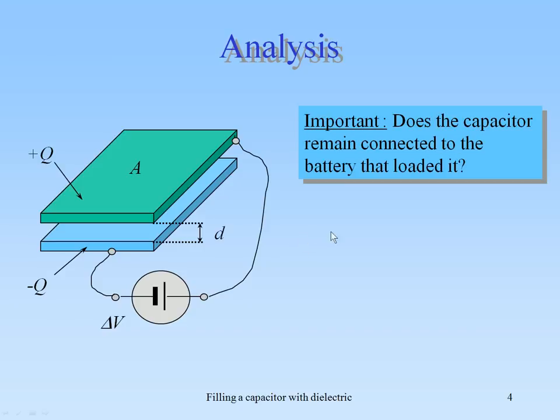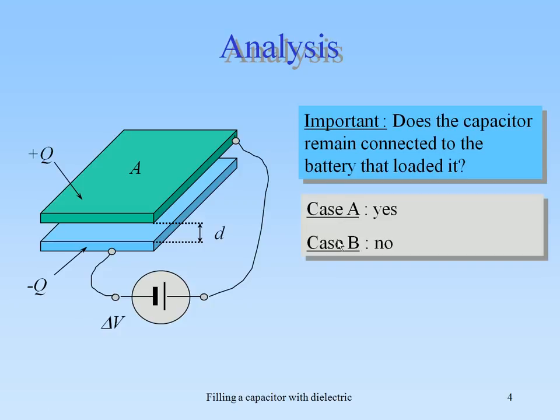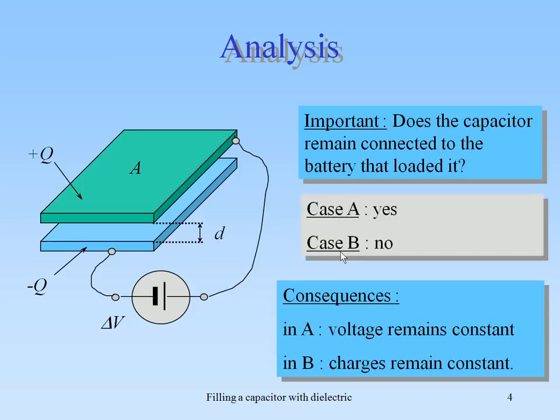Important is, does the capacitor remain connected to the battery or not? The case A we will discuss is yes, and in case B it's no. The consequences are, in case A the voltage will remain constant, and in B the charges will remain constant.